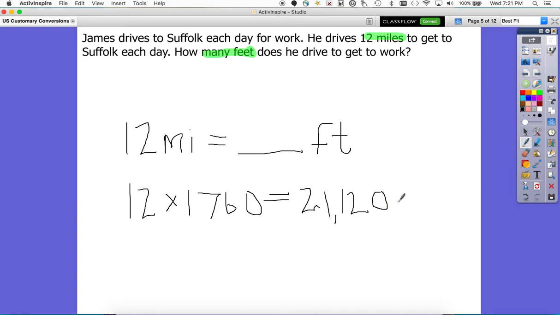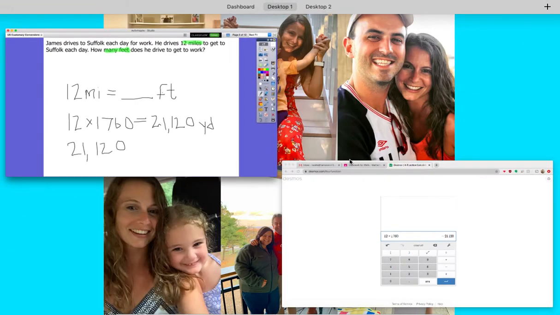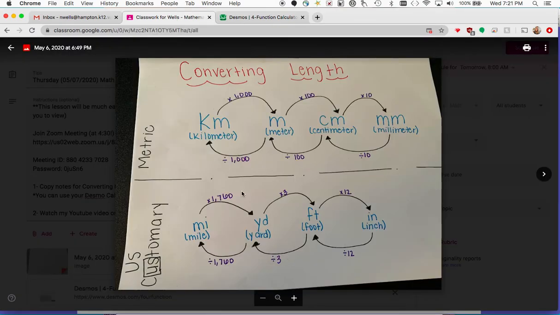All right, that gave me yards. I now have to take my yards to feet. So problem number 2. 21,120 yards to feet. I go to my anchor chart. 21,120 yards to feet, times 3.